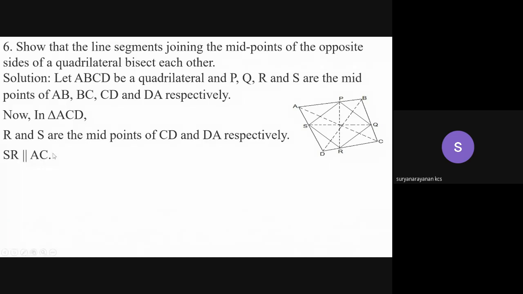So SR is parallel to AC. In this triangle ACD, these two are midpoints. We join these two midpoints. So by the midpoint theorem, we can say that this line segment SR is parallel to AC. Okay, my children? Right.